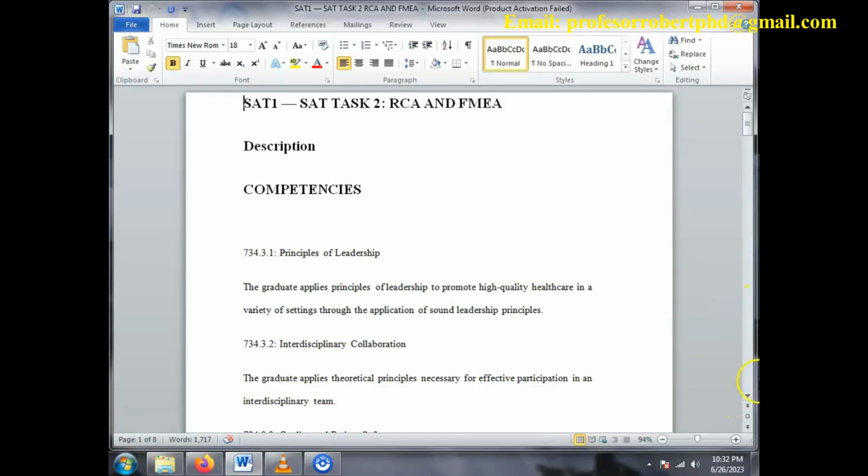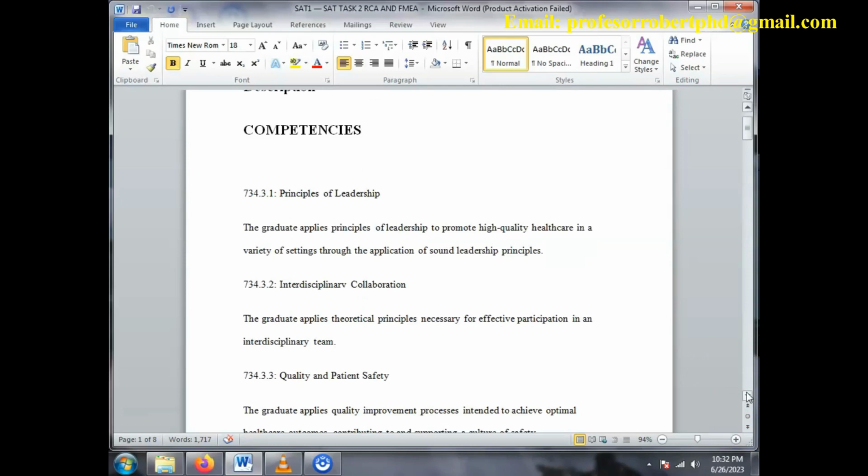SAT1 SAT Task 2. RCA and FMEA. Description. Competencies. 734.3.1. Principles of Leadership. The graduate applies principles of leadership to promote high-quality healthcare in a variety of settings through the application of sound leadership principles.